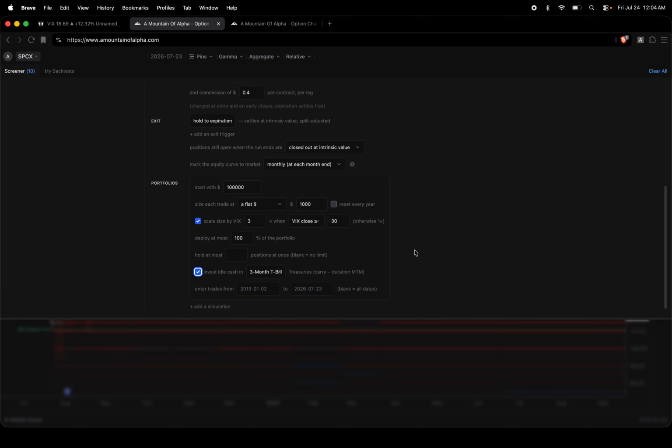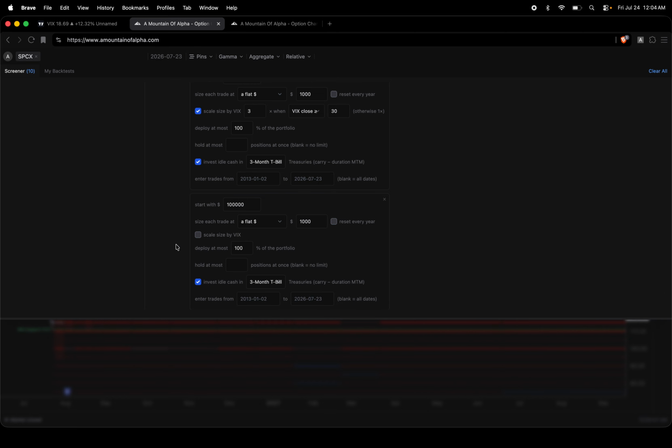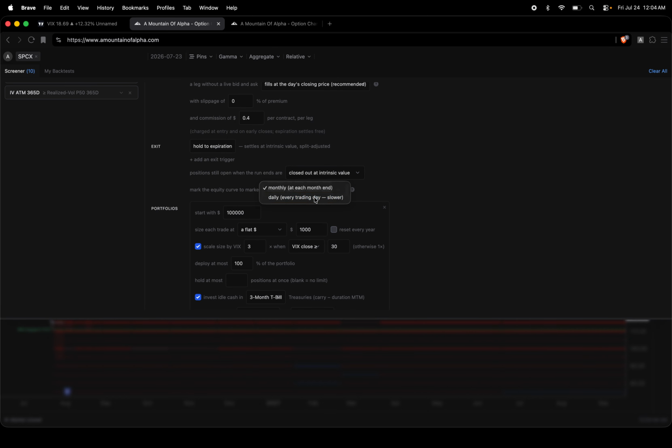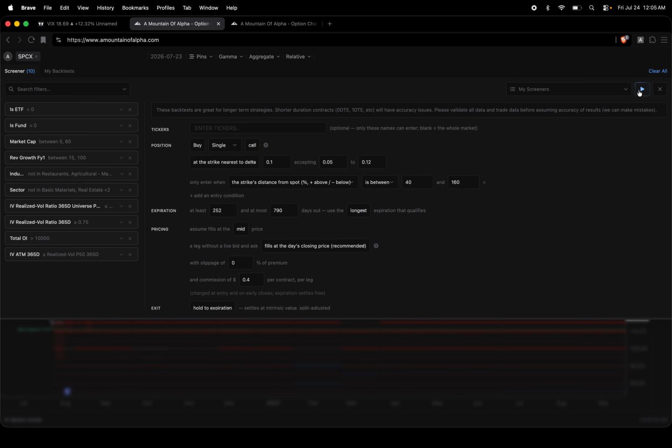We'll invest in a 3-month. We'll add another sim, and don't do the VIX gating. We'll do day to day. It's going to be slower, and fine, that's good. And you could probably gate this by capping the portfolio if you wanted. So you're always going to have 20% invested in T-bills, right? That's pretty much what that means.